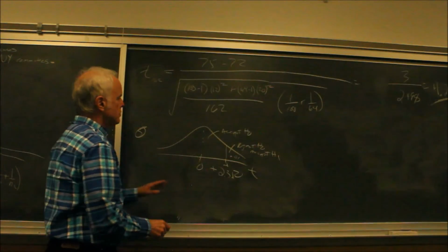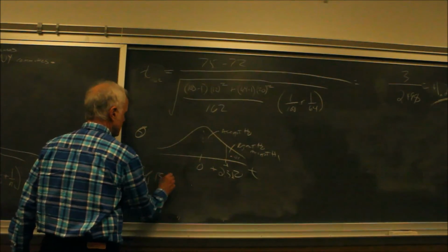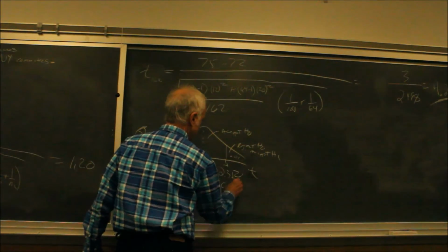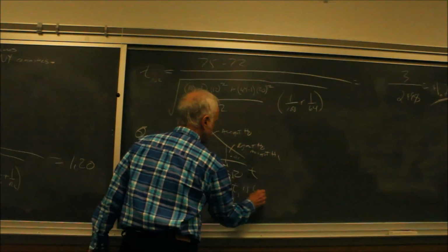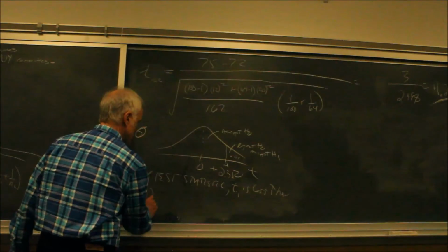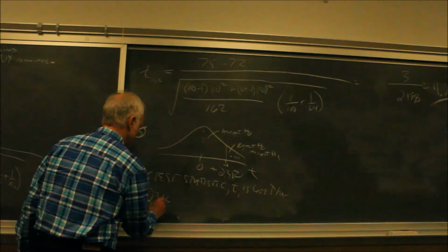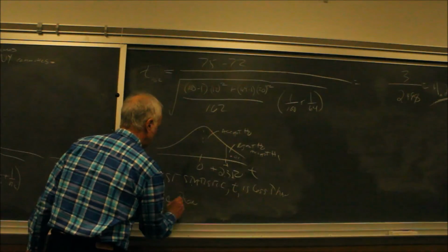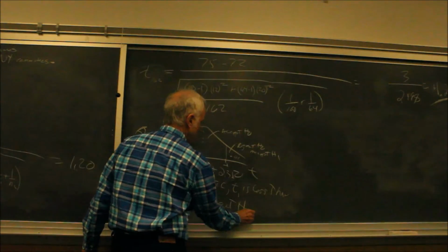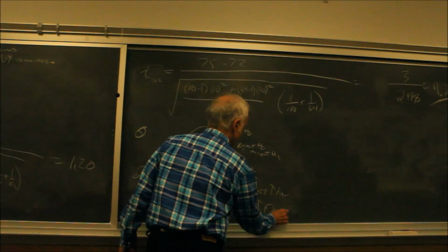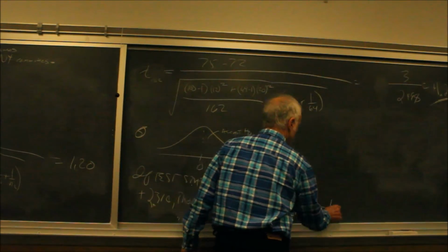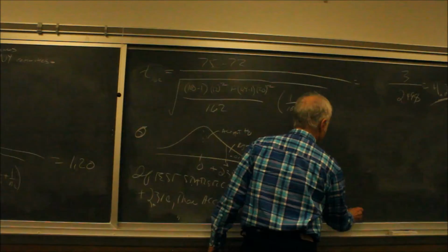That's the critical value. And so what's the decision rule? If the test statistic T is less than plus 2.350, then accept H0. If not, reject H0 and accept H1.